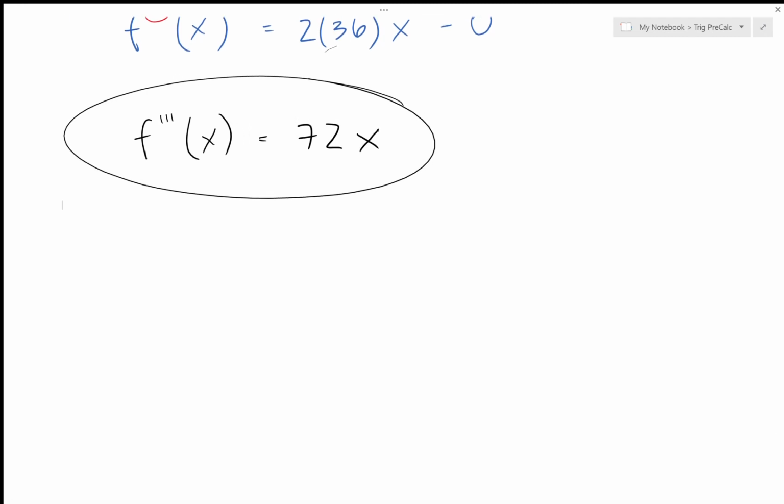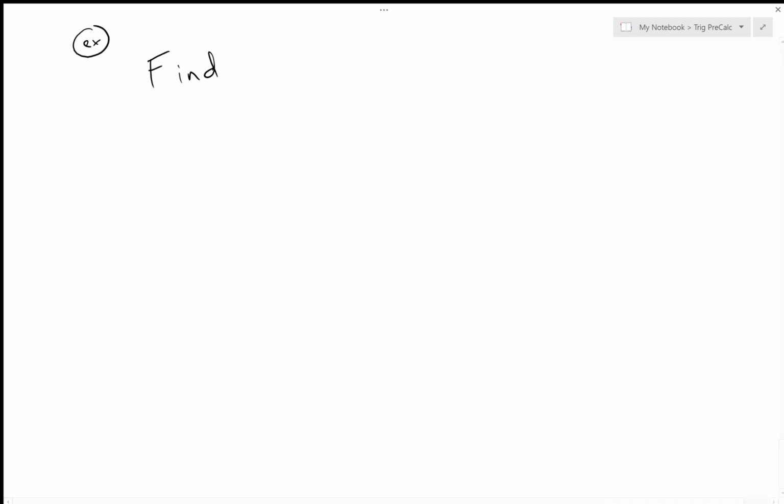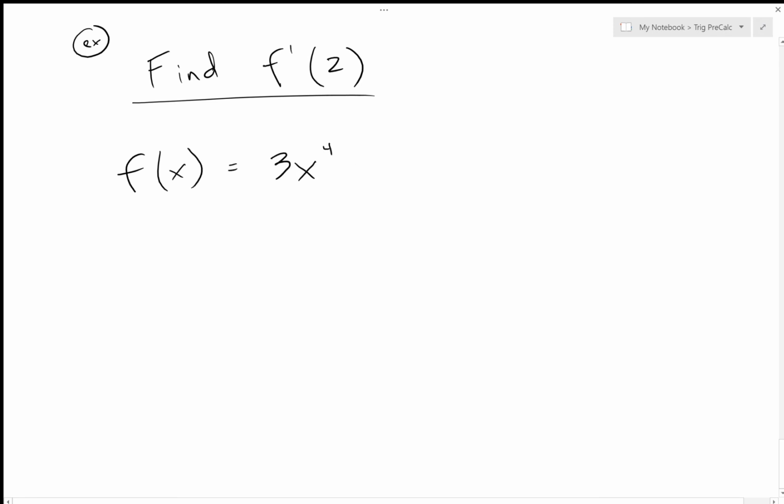And one last example here kind of shows us how to evaluate. It's going to say find f prime of 2. So these are the instructions. Find f prime of 2. The actual equation is f of x equals 3x to the 4th, not plus, minus 3x squared plus 2x plus 5.